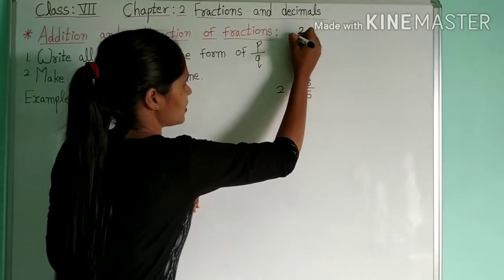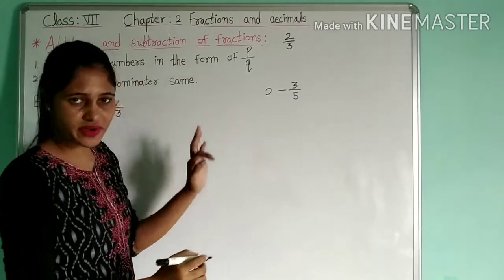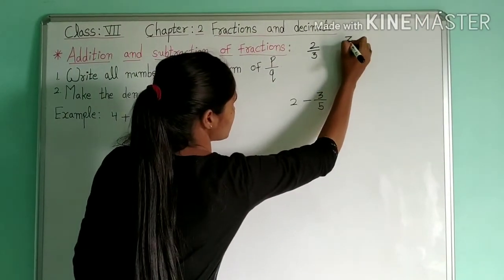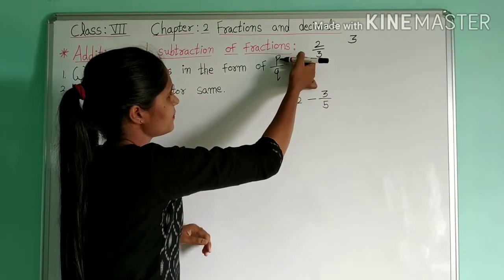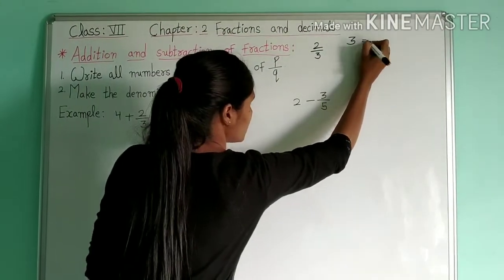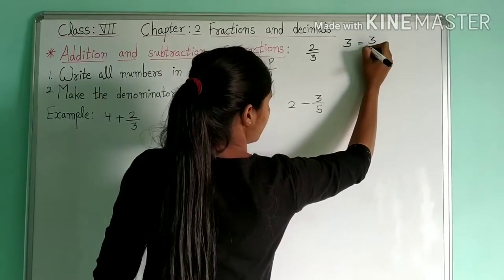See, here 2 by 3 is already given. Now see, 3 is a whole number, so we convert it into the P by Q form. How do we convert? We write 3 by 1.